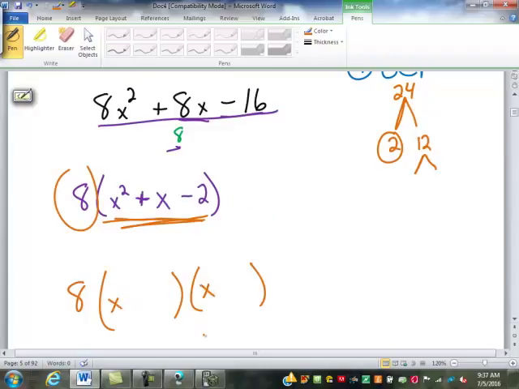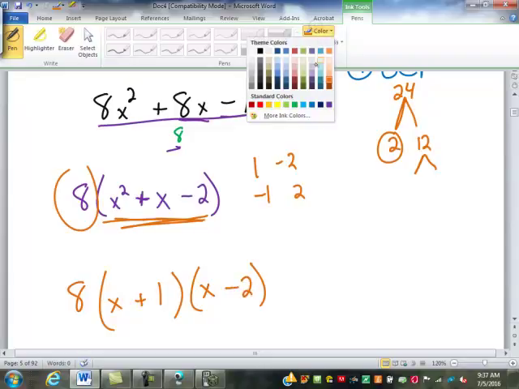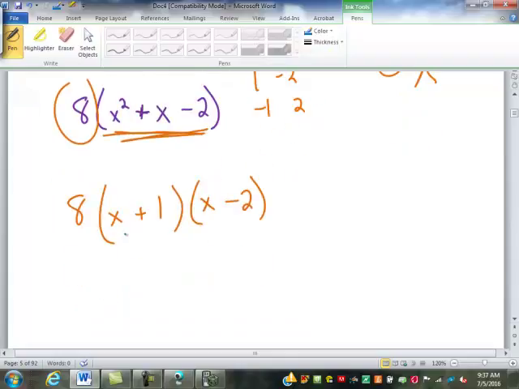So x times x would make x squared. To make a negative 2, it's either going to be 1 times a negative 2 or negative 1 times a positive 2. Which one do you want to try? Positive 1 times a negative 2. Let's try that. So what is x times negative 2? Negative 2x. What's 1 times x? Positive 1x makes negative 1x. Is that what we want? No, we want a positive x or positive 1x.